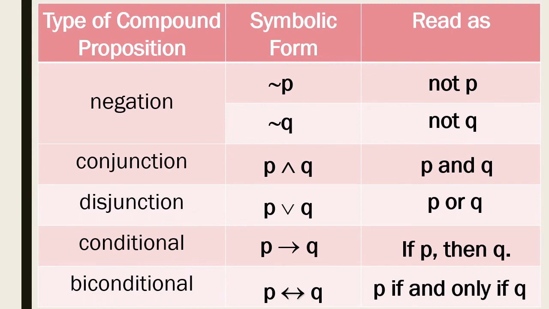Okay? So, type of compound proposition, negation, symbolic form. This is read as not P and then not Q. For conjunction, it is read as P and Q. For disjunction, P or Q. So, take note of the difference between P or Q and P and Q. Conjunction, and; disjunction, or. Conditional, so P implies Q. It is read as if P then Q. For biconditional, P if and only if Q.